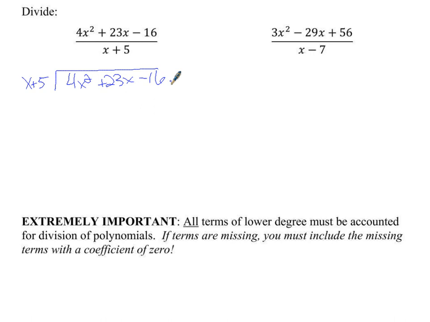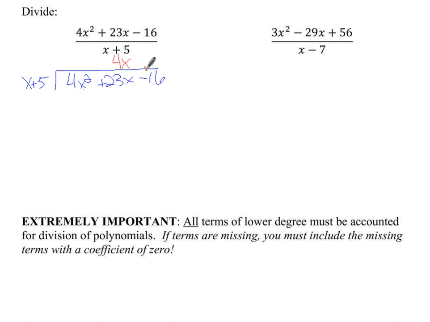Find something that equals what? What am I saying to myself as I go about doing this problem? What times x, this first term, gives me 4x squared? And the answer is 4x. So I'm going to write that where? Above the other x terms. So I'm going to write 4x there.